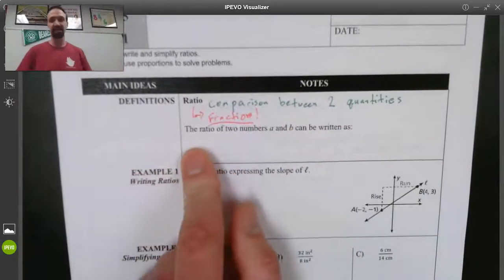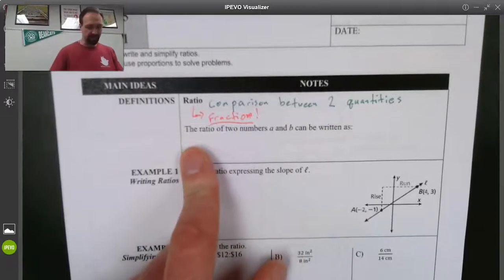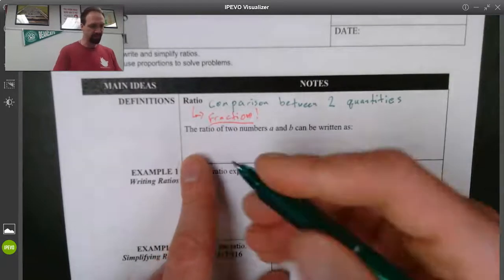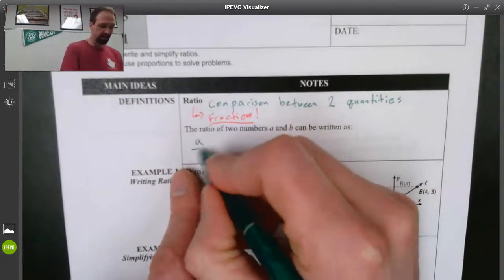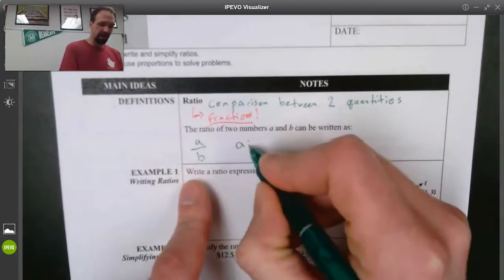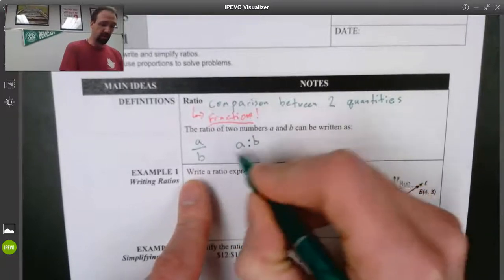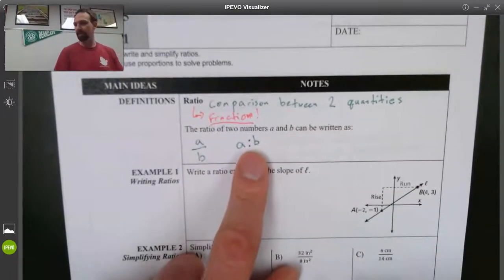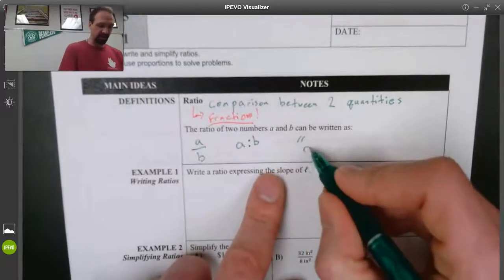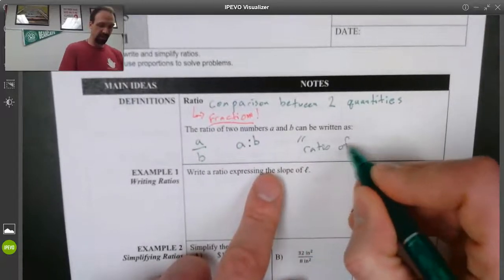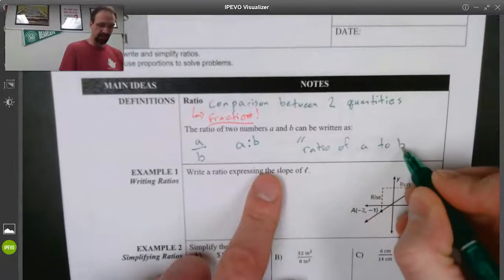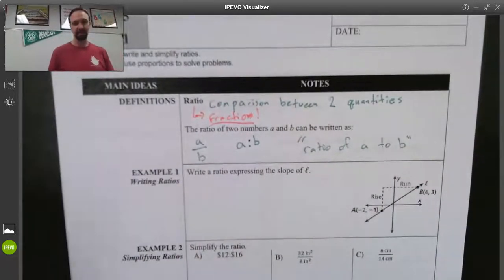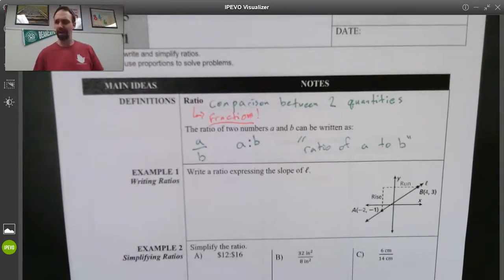The ratio of two numbers can be written in multiple ways. One of the ways, as we talked about, is the fraction, so it's like a over b. You can also write it as a, then this symbol, which is called a colon, then b, read as a to b. Or we can say it as the ratio of a to b. It's all the same thing, just different ways to write it.